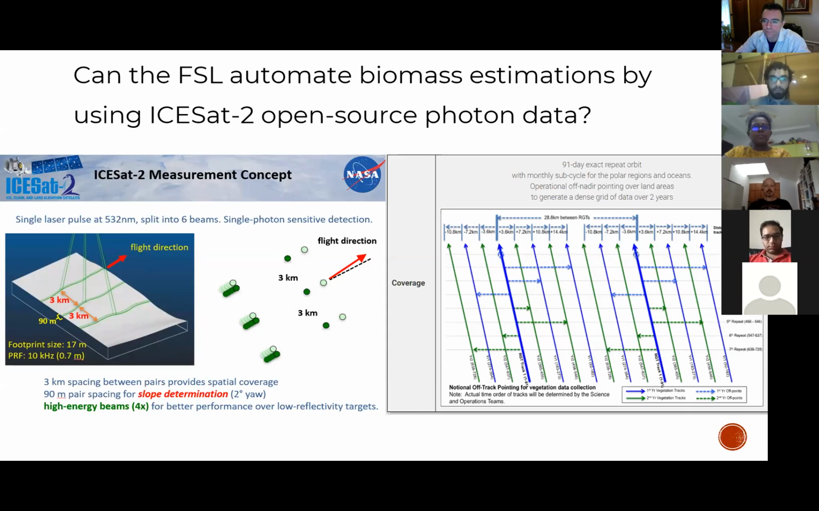Okay, so the next thing we looked at was, can the FSL automate biomass estimates by using ICESat-2 open source photon data?